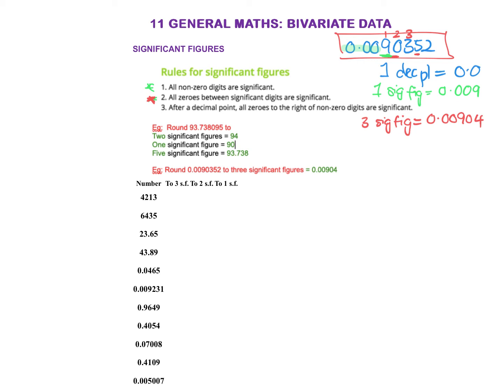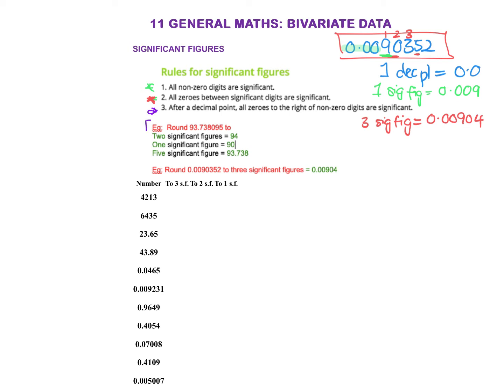All right, and then it says this last thing: after the decimal point, all zeros to the right of non-zero digits are significant. So that's just like what we talked about now. Okay, so they've done a few examples.